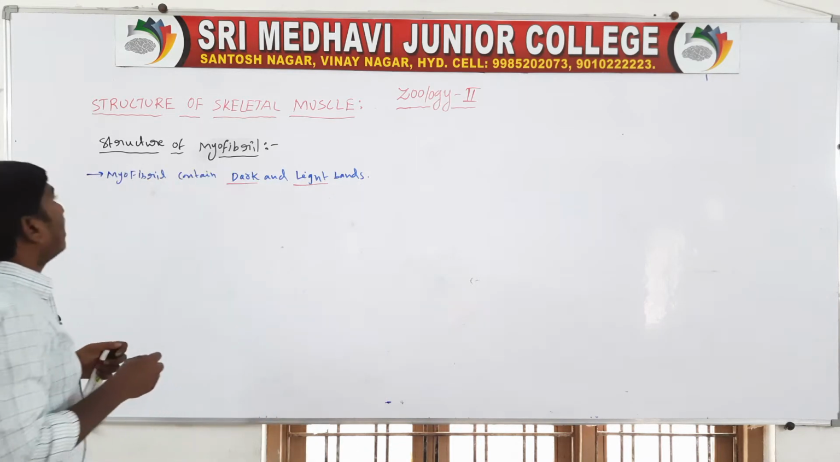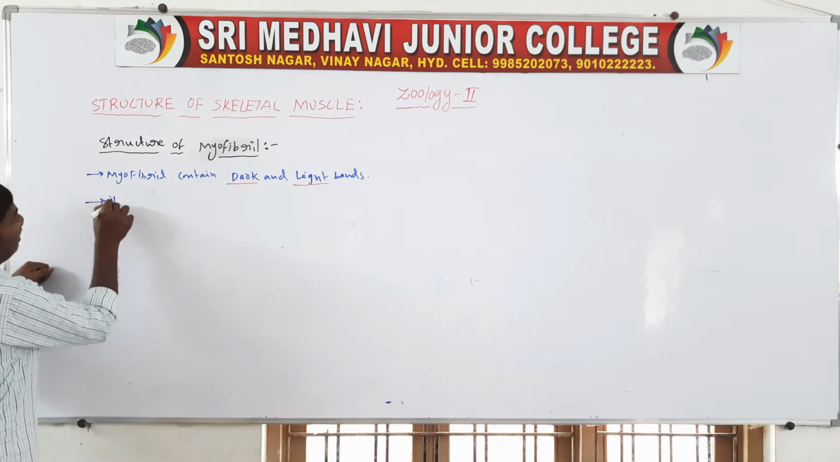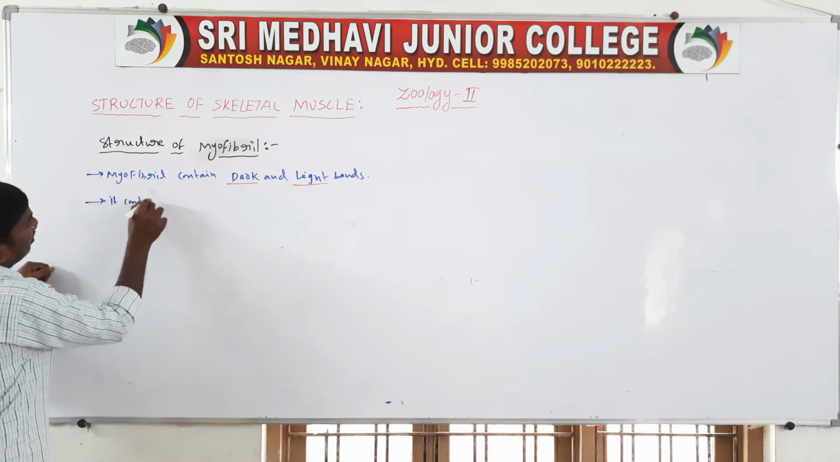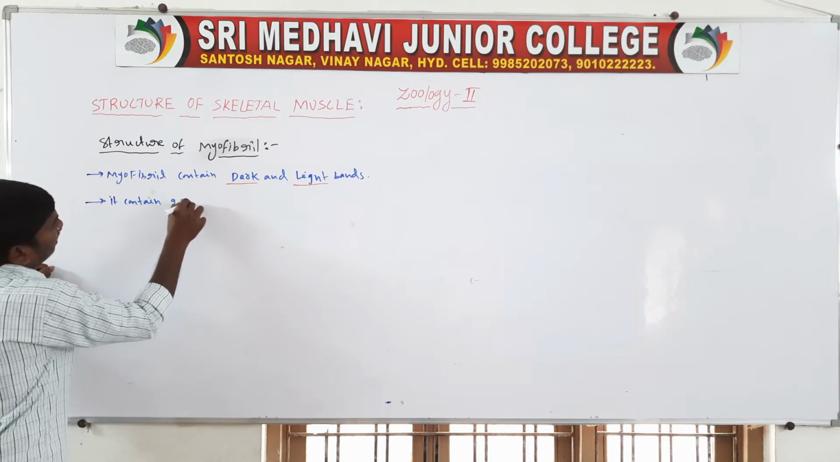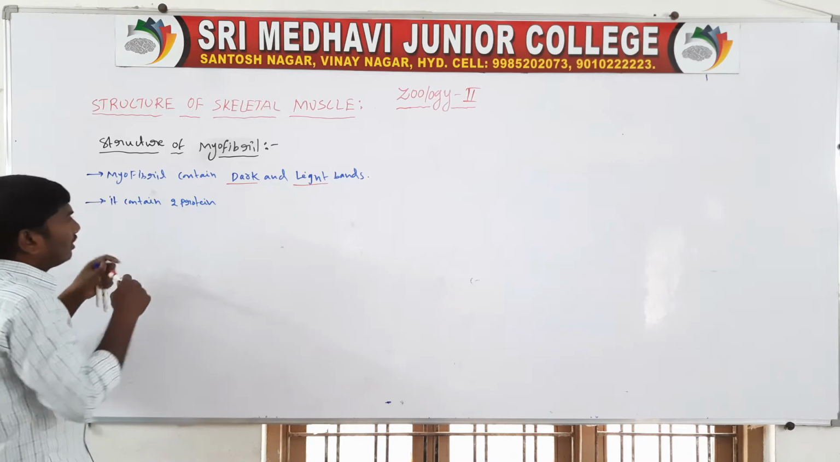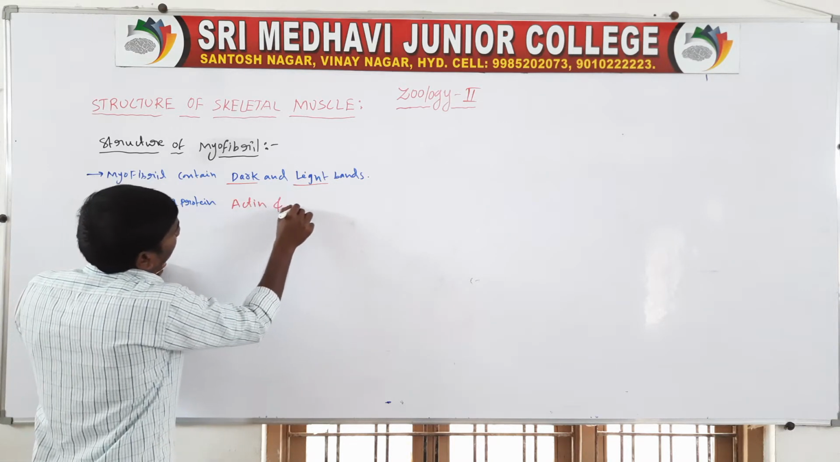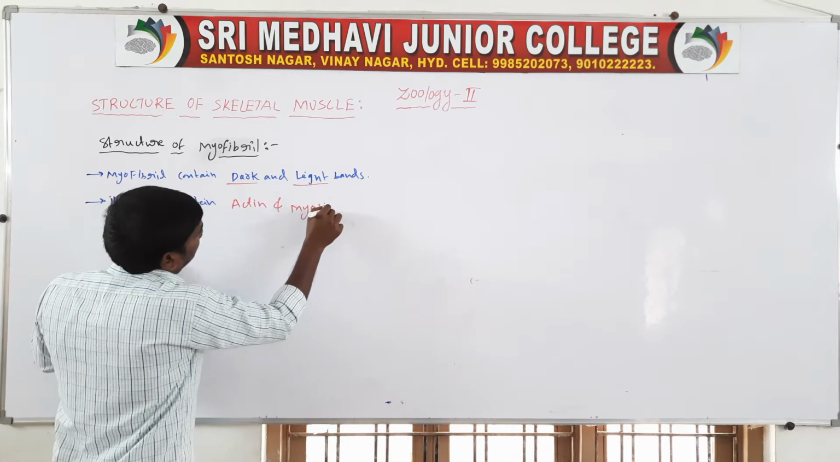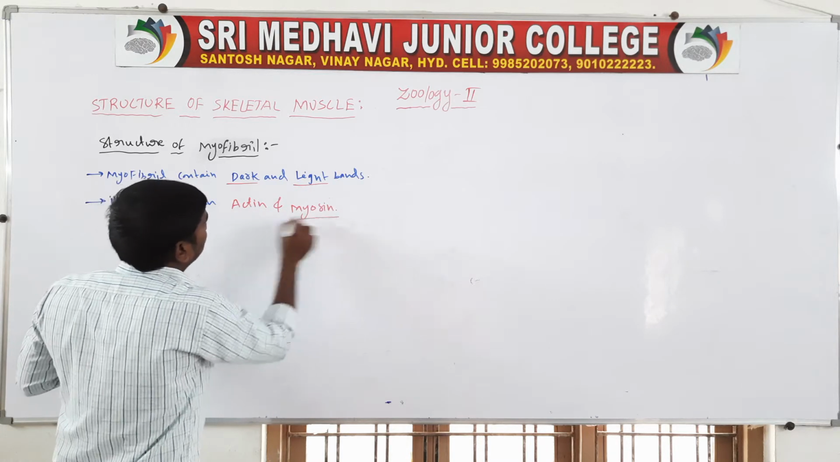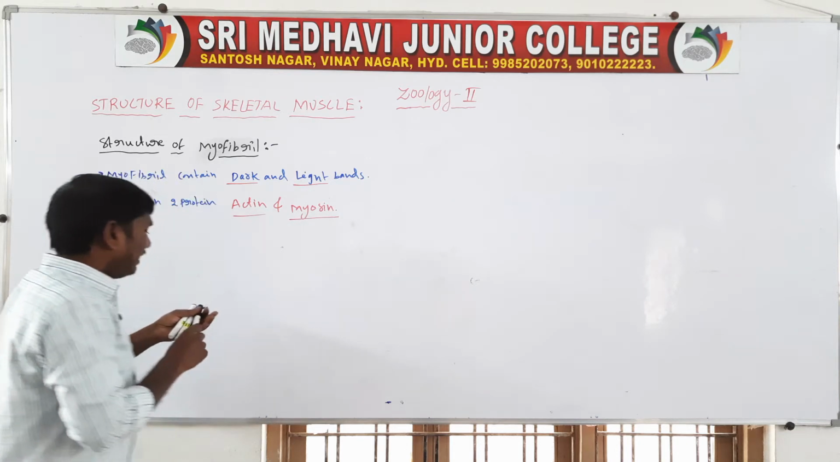Next, the myofibril contains two muscle proteins, actin and myosin. So the two muscle proteins are actin and myosin. See the diagram.